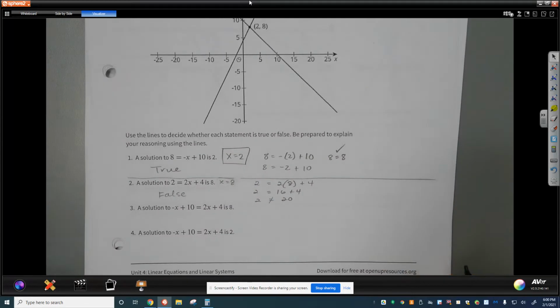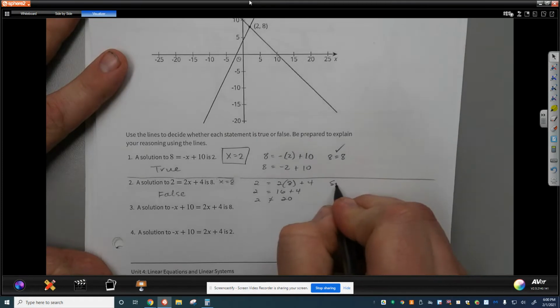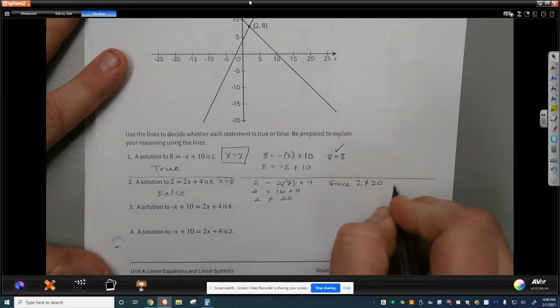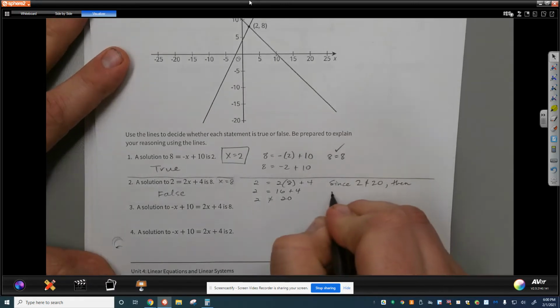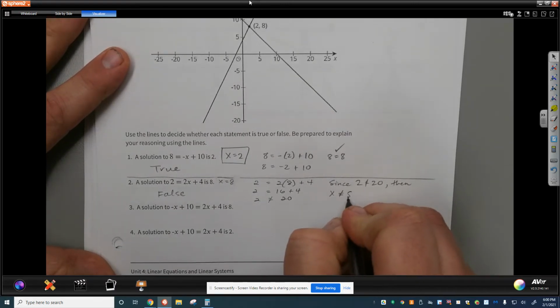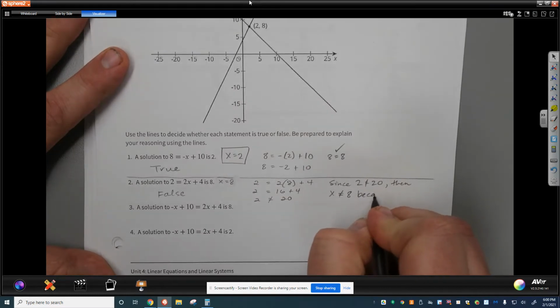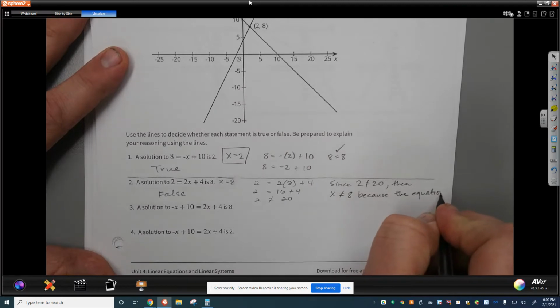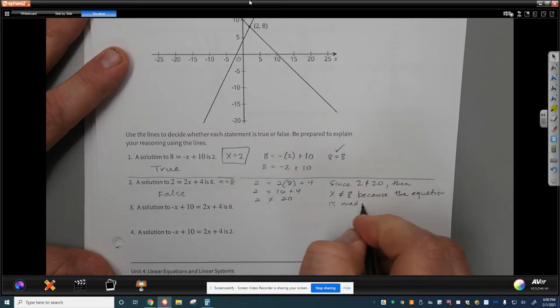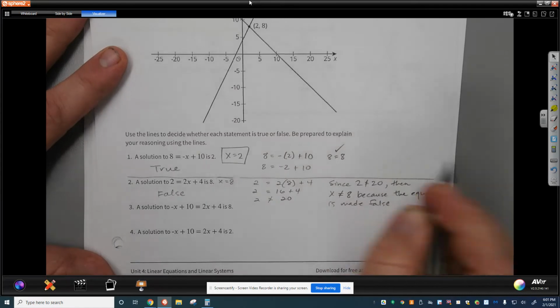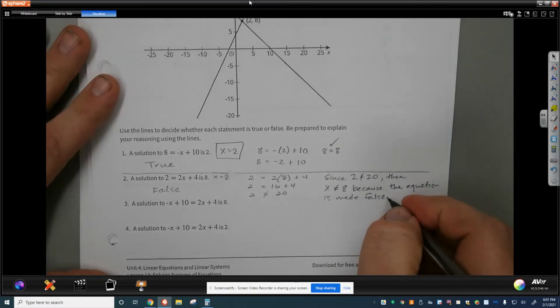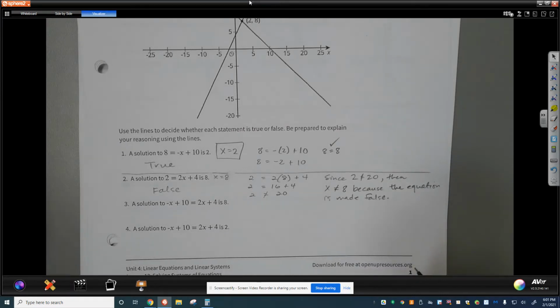Since 2 is not equal to 20, then x can't be 8. So I can say this: since 2 is not equal to 20, then x is not equal to 8 because the equation is made false. The first one, I could simply say since 8 equals 8, then x equals 2 is a solution because the equation is made true. That's the whole thing that we're after. We have to have true or false statements.